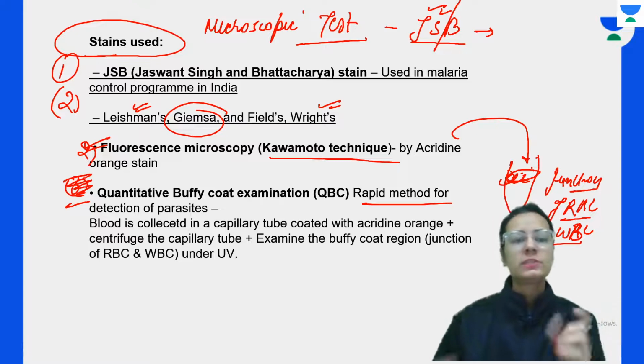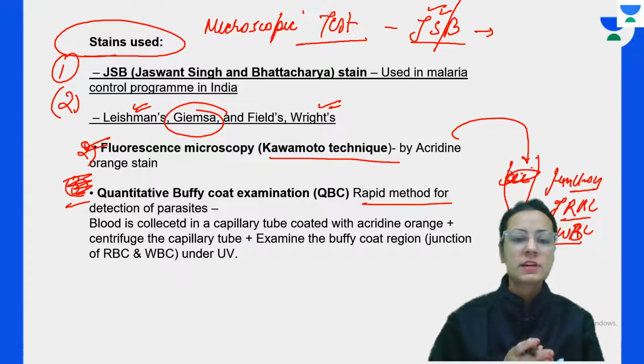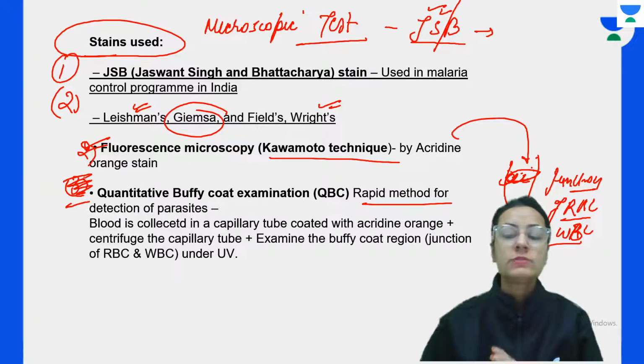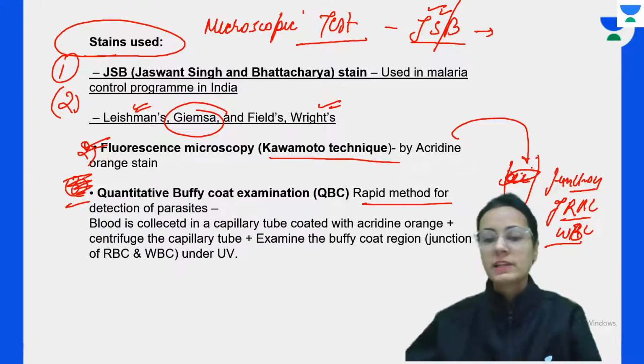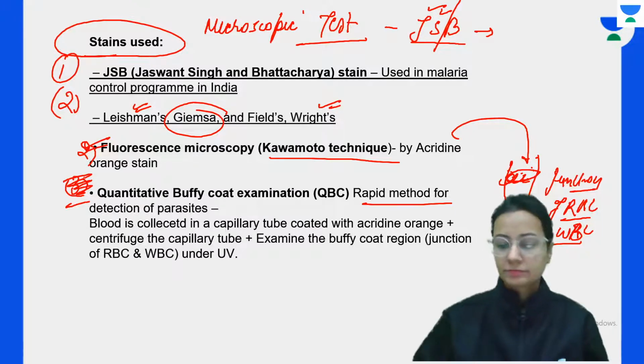So stains we are using the JSB, Leishman, and the Giemsa Wright stain. Then we are using the Kawamoto technique by the fluorescent. Under fluorescence, we are using the acridine orange stain to see at the junction of the WBC and RBCs to check for the parasites under the fluorescence.